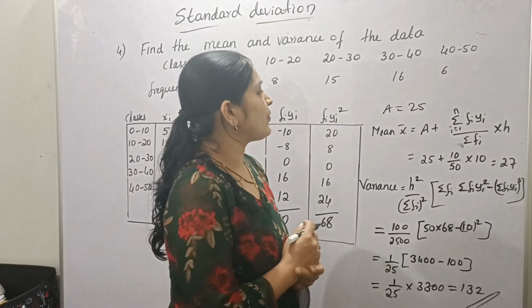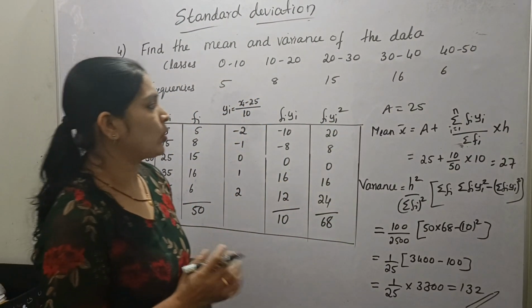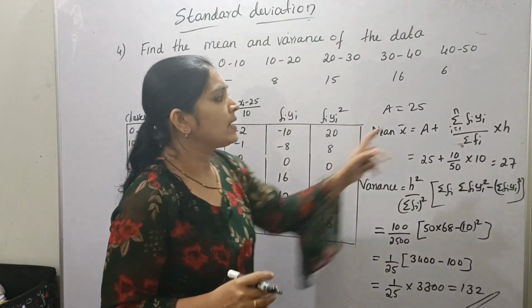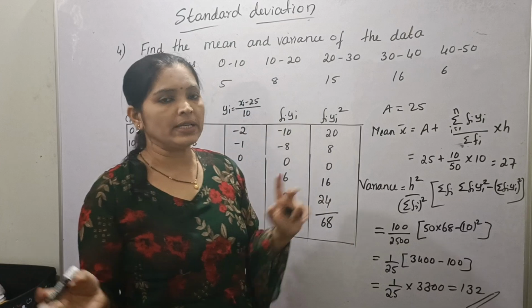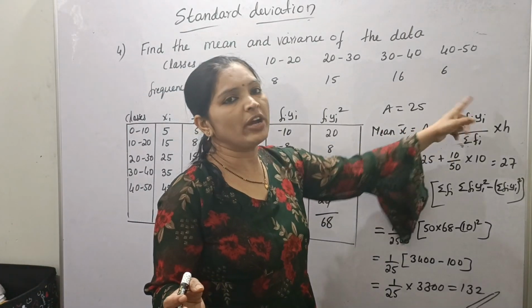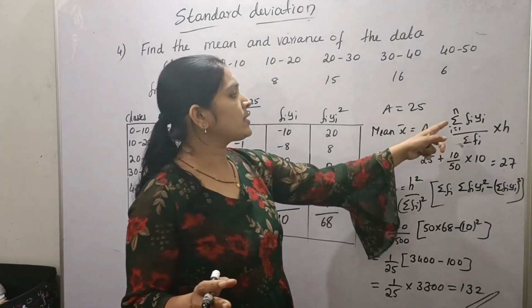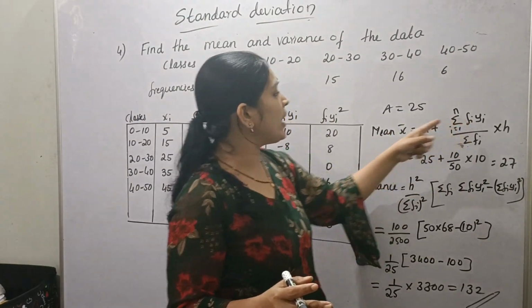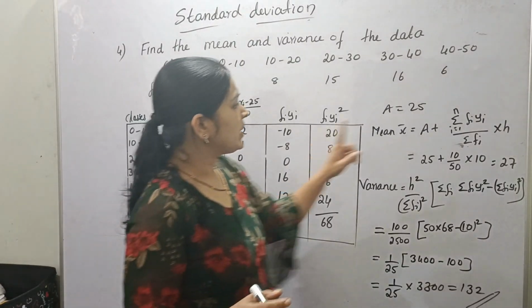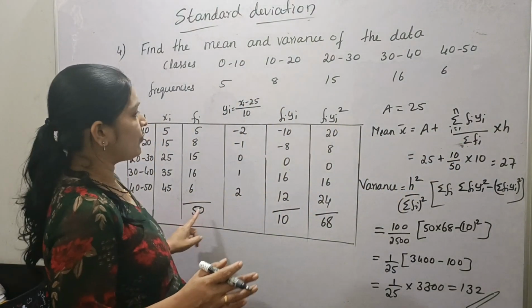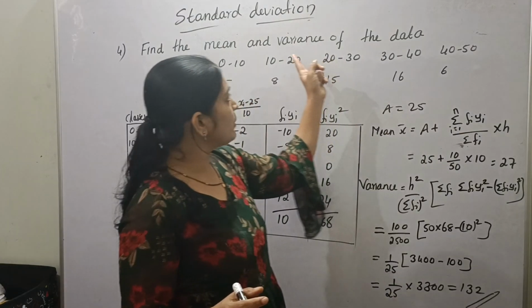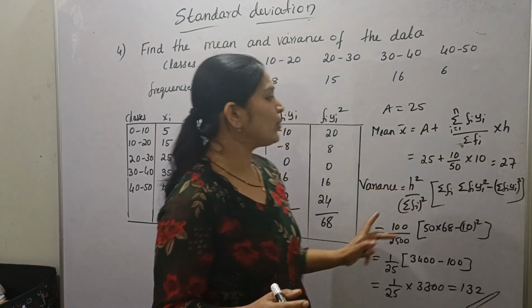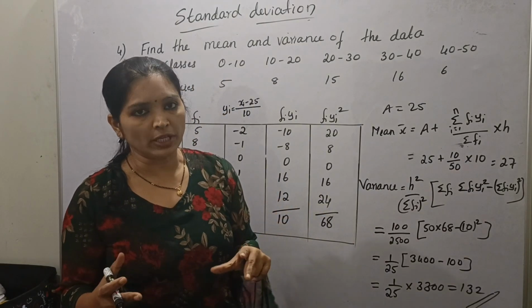So after that, let us find the mean, x bar. Okay, mean x bar is equal to, we know, what is the formula? A plus h into y bar. That is, y bar is nothing but sigma fi yi divided by sigma fi. So just substitute all the values. That is, sigma fi yi is this one, 10, divided by sigma fi is 50, into h, which is the width of the interval, 10. So that is equal to 27. So here we have got the mean.